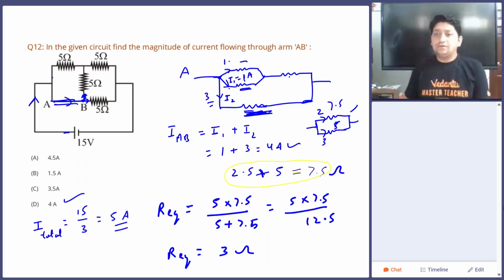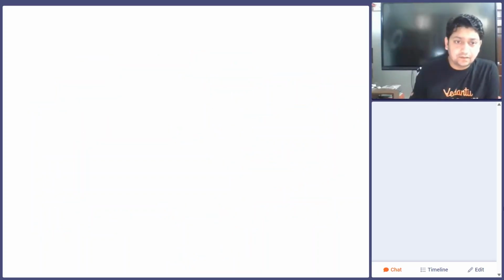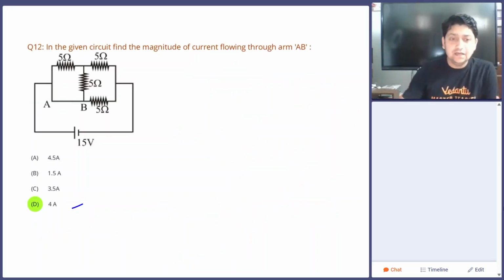So this is the way of solving this question, right? Option D is the correct answer. So this is the way of solving such types of questions. Let's move to the next question.